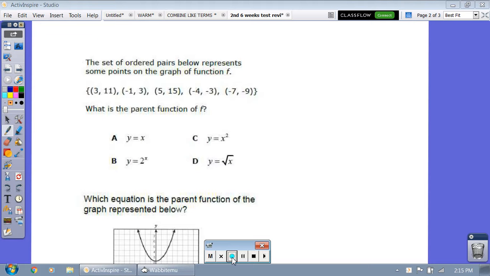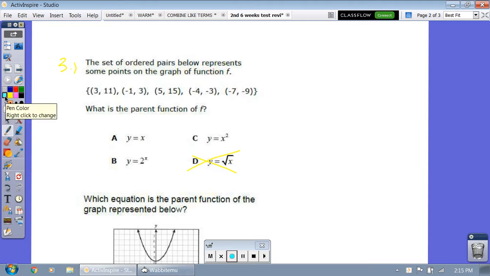So let's look at 3. This will be question 3 here. The set of ordered pairs below represents some points on the graph of the function f. What is the parent function? So we need to figure out which one of these is the parent function. I know it's not letter D, because we don't talk about those parents. We talk about these 3, y equals x, y equals x squared, and y equals 2 to the x power.